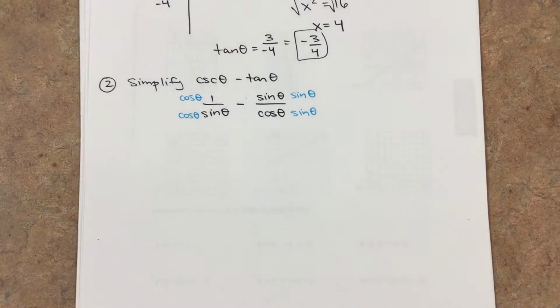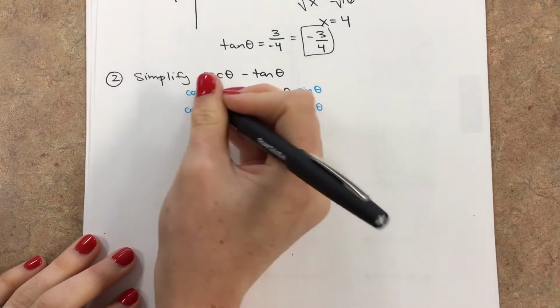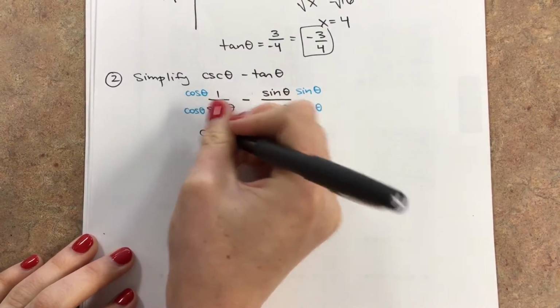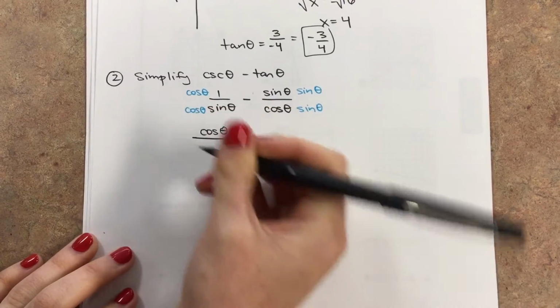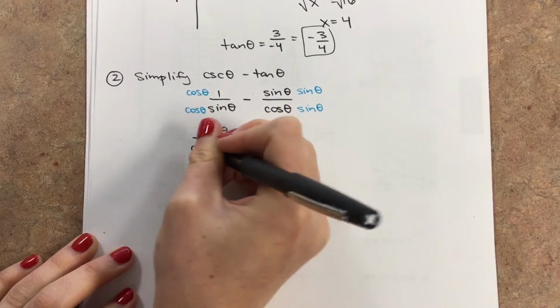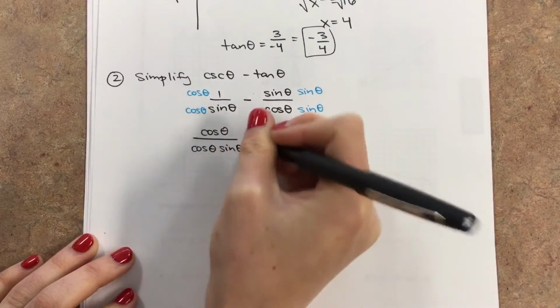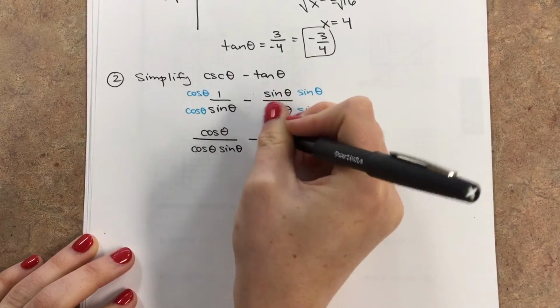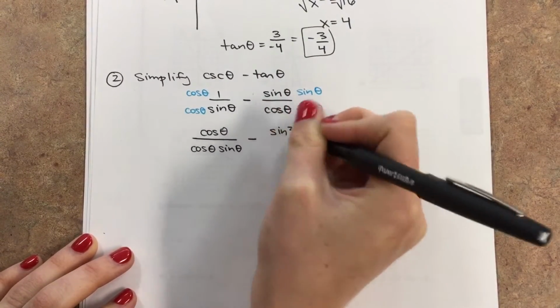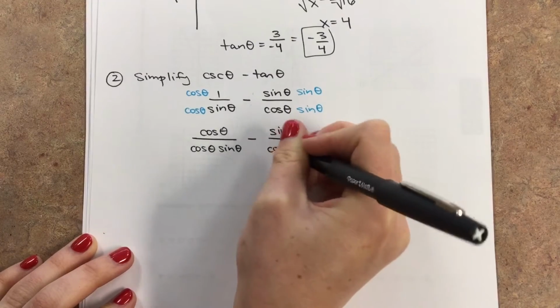Okay, so we do that, then they're going to have a common denominator. So this is cosine times 1, so just cosine squared, and then over cosine times sine. Minus, and then multiply these, you get sine squared over cosine times sine.